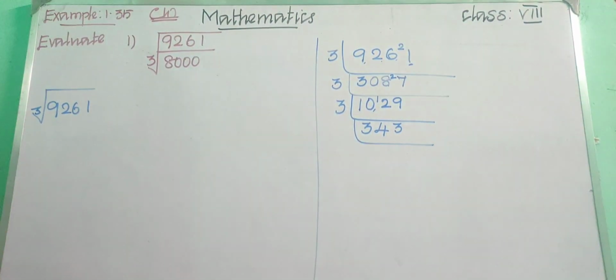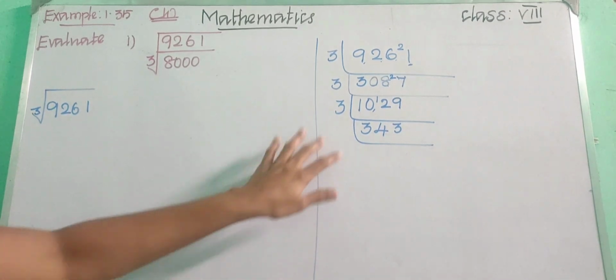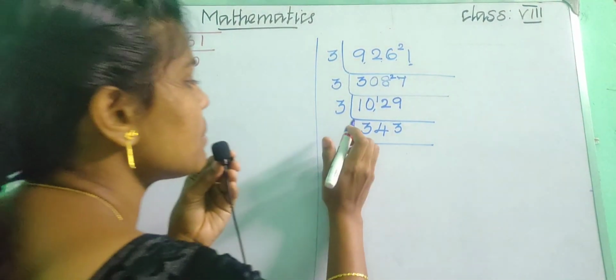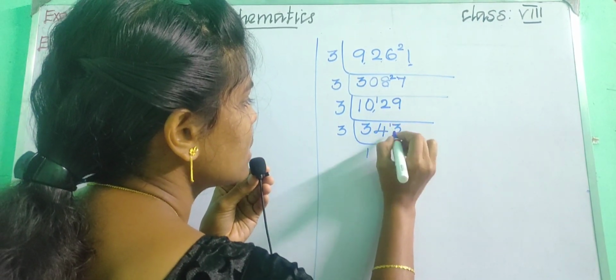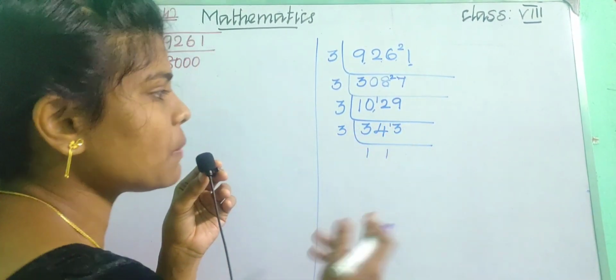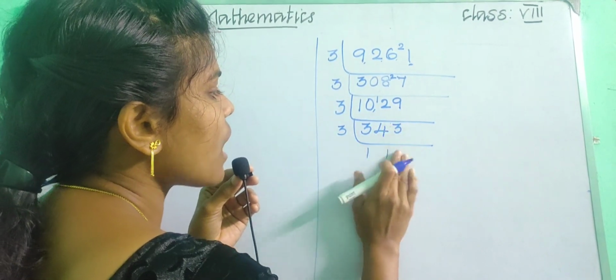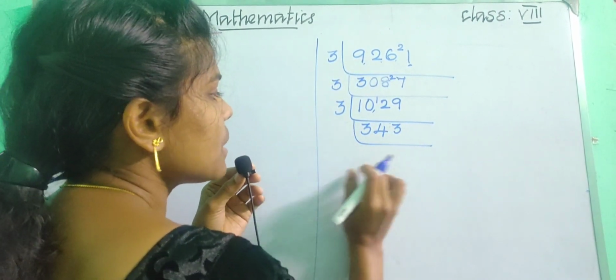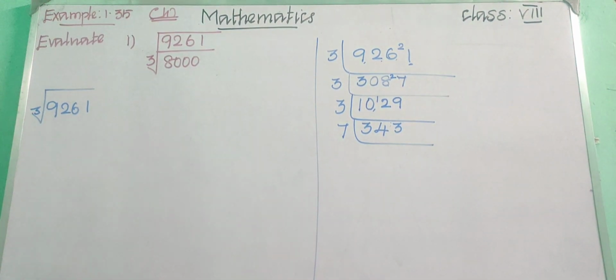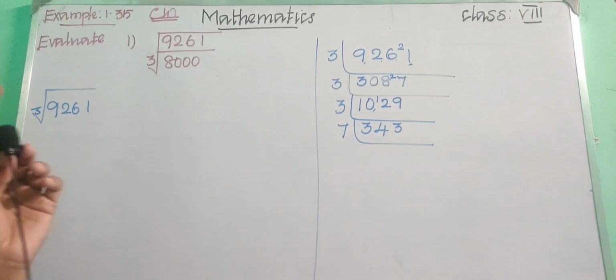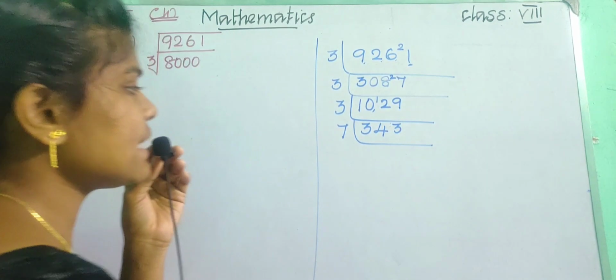Okay, 343. So now can we use the 3 table? If you are using the 3 table, what will you get? 1 3 is 3, remaining 1. So 13, will it come in the 3 table? No, right? So we can't use 3. Okay, so let us check with the 7 table. Okay, children, can you all understand? So let us do the 7 table.